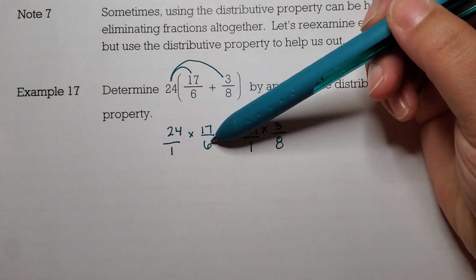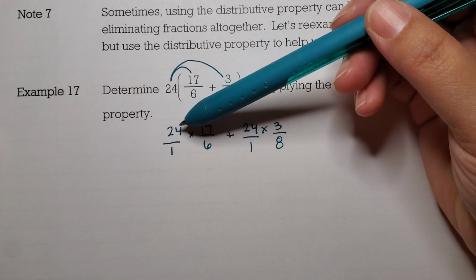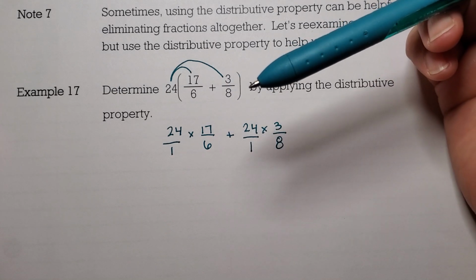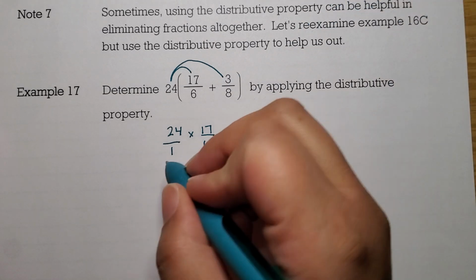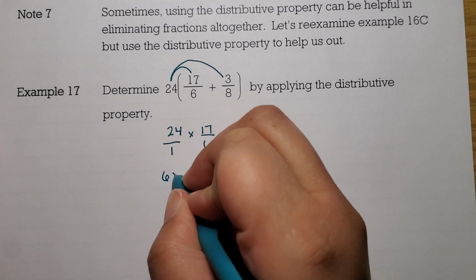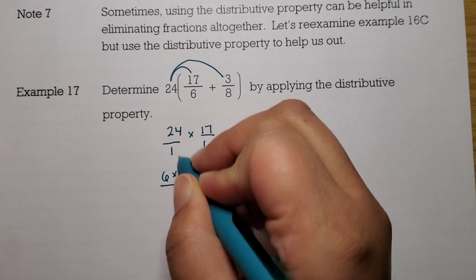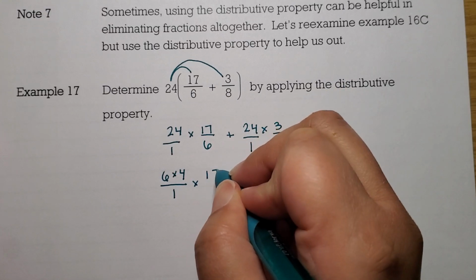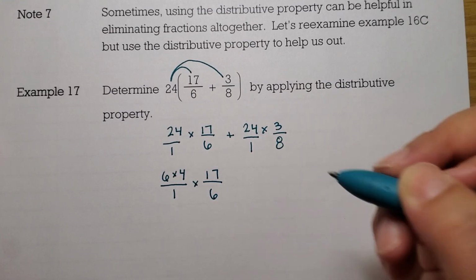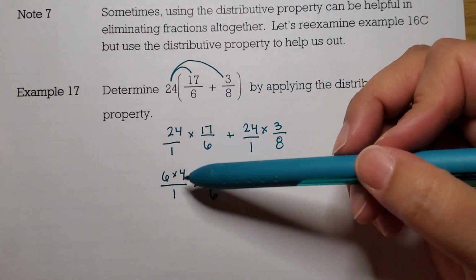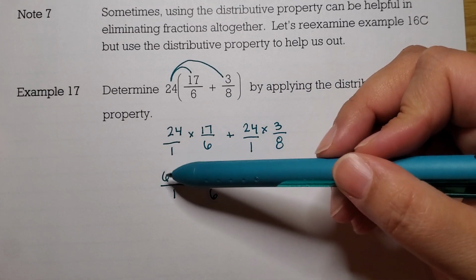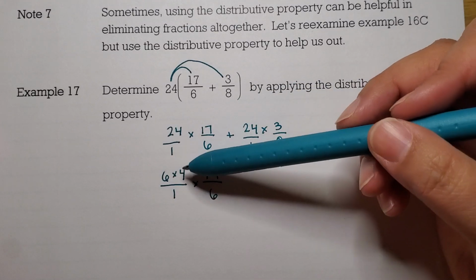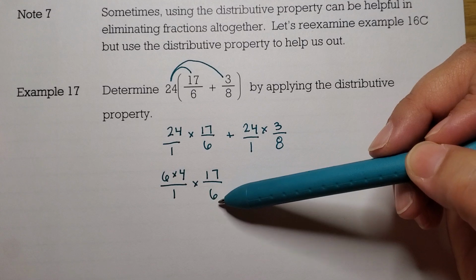I'm going to say this denominator is a 6. How many times does 6 go into 24? Well, 6 goes into 24 4 times. So over here, I'm going to write 6 times 4. That's how I'm rewriting 24. So I'm using a strategic factorization instead of the prime factorization, because these numbers aren't prime. But I'm doing this because one of the numbers up here matches this denominator here.